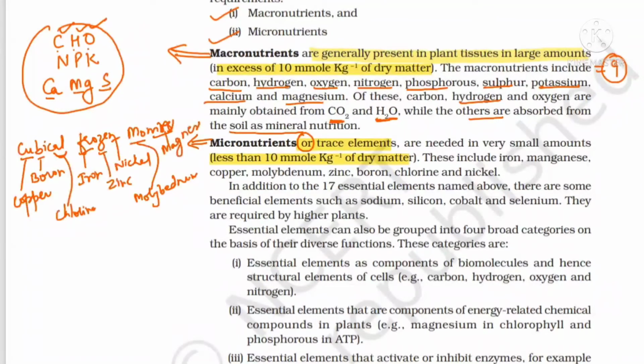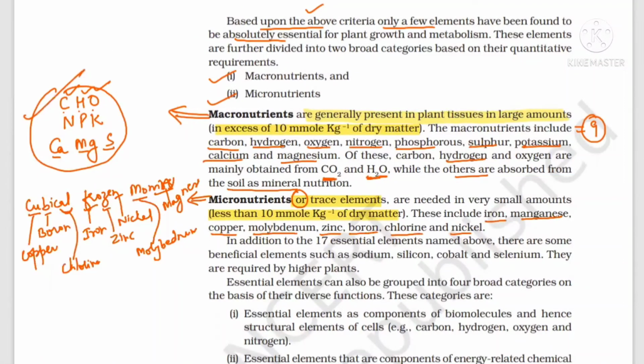So see, beta, cubicle. Cubicle means, focus, beta: copper, boron, and chlorine. So cubicle is clear. Frozen means iron, zinc, nickel. Momos: molybdenum, manganese. So if you learn these learning tips, I think you are not going to make any mistake. Okay, beta? So this is for macro and this is for micro.